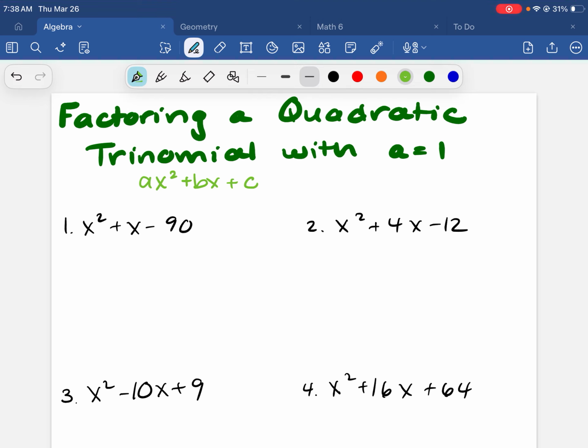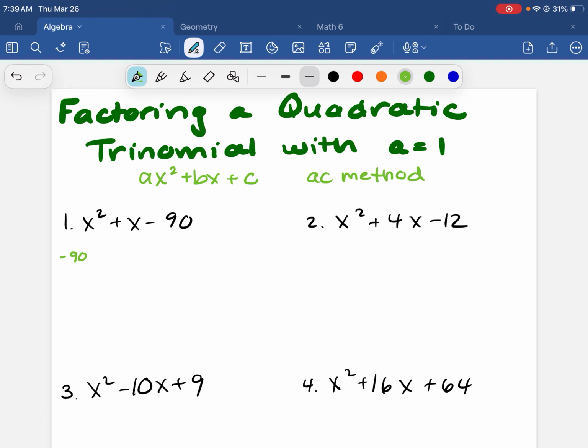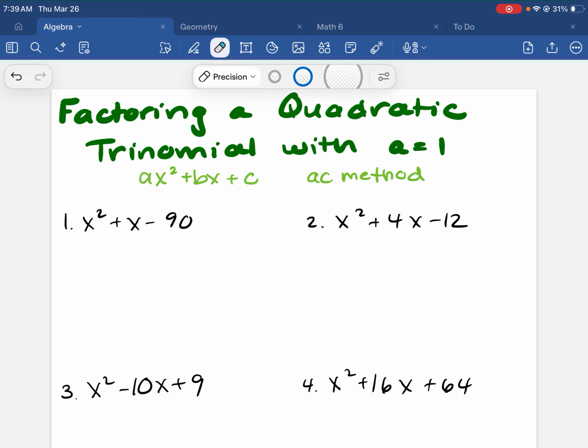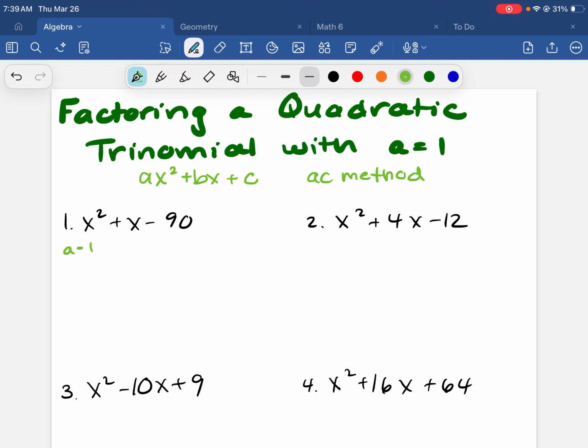So for this first one here, x squared plus x minus 90, to factor by the AC method, we want to multiply our a times our c. So a times c here is 1 times negative 90, so negative 90. And we want to add to our b term, which is 1. There's a 1 in front of that x there. So a is equal to 1, b is equal to 1, and c is equal to negative 90. A times c is negative 90. And again, our b is 1.